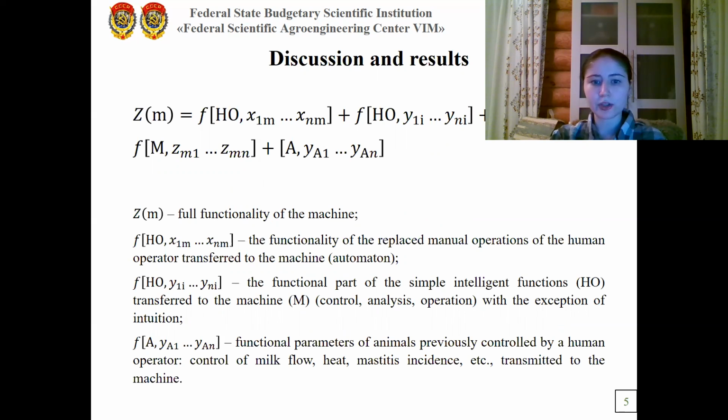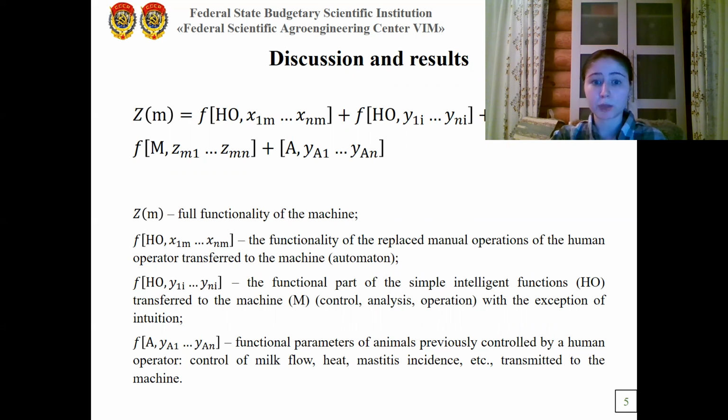Therefore, at the first stage, the manual control functions will be transferred to the machine, and the intelligent functions of the operator will gradually be transferred to the machine automaton, while the person will still remain in control and correction of machine algorithms, animal behavior models, etc. The functionality of the machine will increase. In this context, the role of the machine factor in modern agricultural technologies will increase. For a person will be mainly assigned the function of human user and human expert.